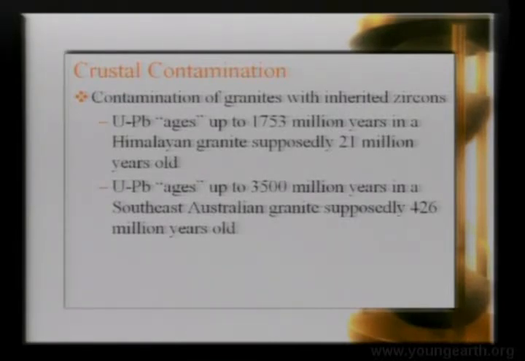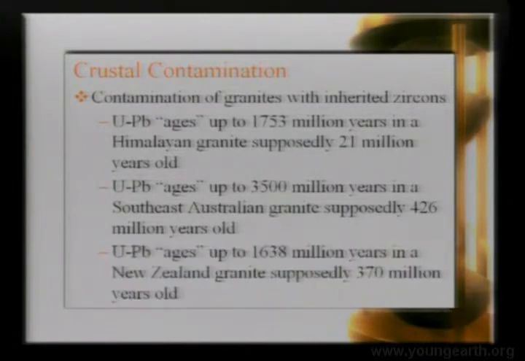In a southeastern Australian granite that's supposed to be 426 million years old, you get uranium-lead ages up to 3.5 billion years because of contamination of the granite with these supposedly old zircons. Similarly, in New Zealand, you get uranium-lead ages of up to 1638 million years, when a granite's supposed to be only 370 million years old.